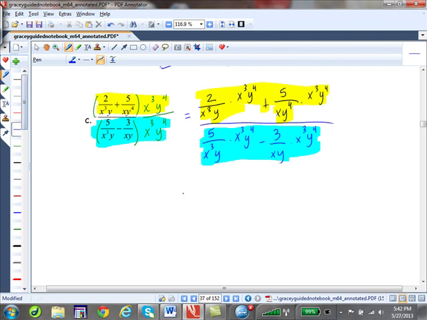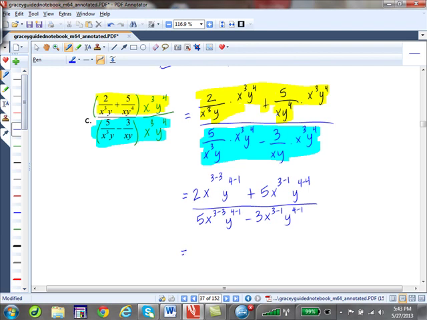Now, here we go. Remember that when you're dividing like bases, you subtract exponents. So we're going to have 2 x to the 3 minus 3, y to the 4 minus 1. That's the first part of the numerator. Plus 5 times x to the 3 minus 1, and then y to the 4 minus 4. All over 5x to the 3 minus 3 times y to the 4 minus 1, minus 3x to the 3 minus 1 times y to the 4 minus 1.